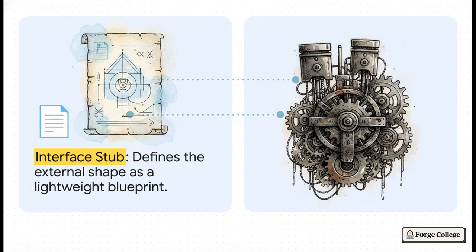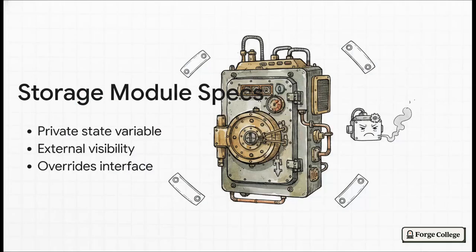Then, on the right, we have the concrete implementation, Storage.sol. Now, this is the actual machinery. It imports that blueprint, it contains the private state variables, and it holds the actual internal logic that does the heavy lifting. The cool part? Other contracts will only ever look at the blueprint on the left, but they'll secretly be interacting with the working machine on the right. Let's take a closer look at the specs for that storage module.